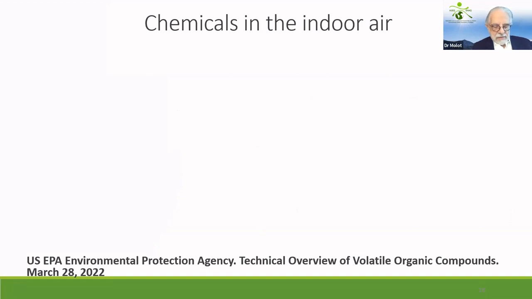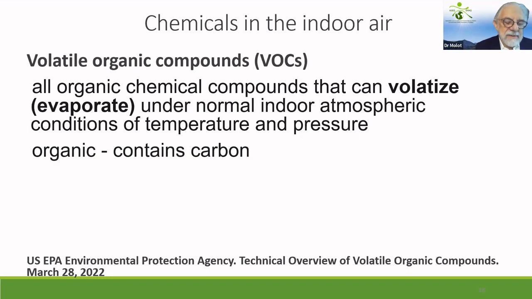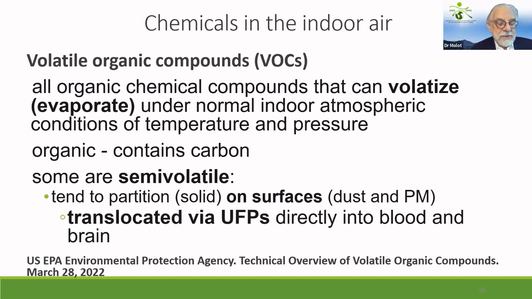Chemicals in the indoor air include volatile organic compounds. These are all organic chemical compounds that can evaporate under normal conditions. Organic just means that the molecules contain carbon. Some of these chemicals are semi-volatile, meaning that they tend to partition or go back into a solid phase when they have contact with surfaces, such as dust and particulate matter. In fact, when they're attached to the ultrafine particles in the air, they can be translocated directly and easily into the blood and the brain.